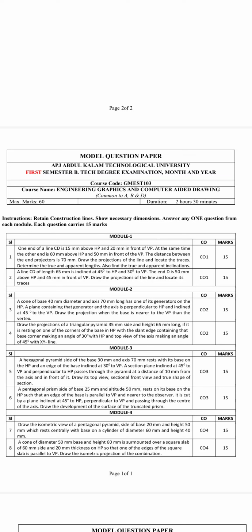A cone of diameter 50 mm base and height 60 mm is placed over a square slab of 60 mm side and 20 mm thickness on HP so that one of the edges of the square slab is parallel to VP. Draw the isometric projections of the combination.